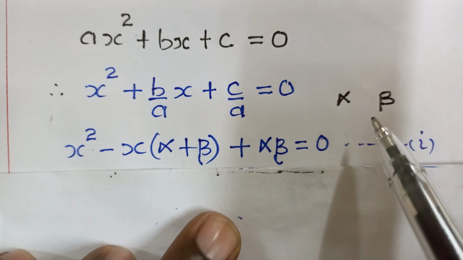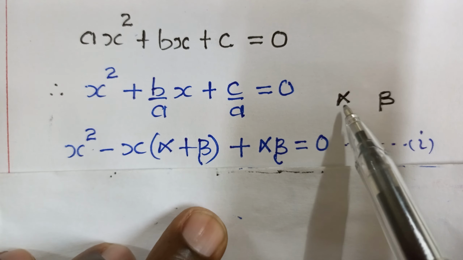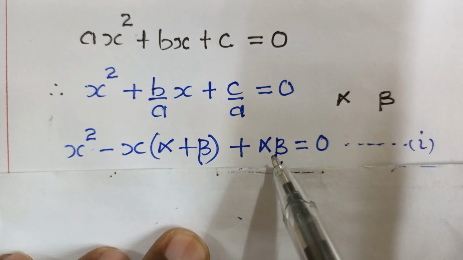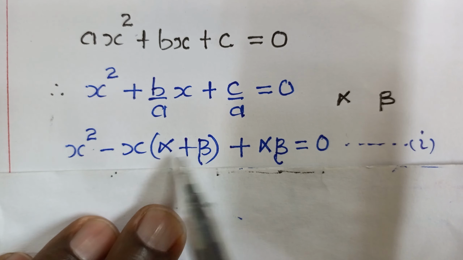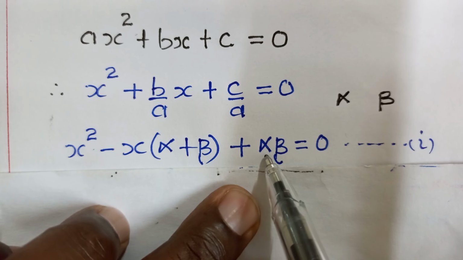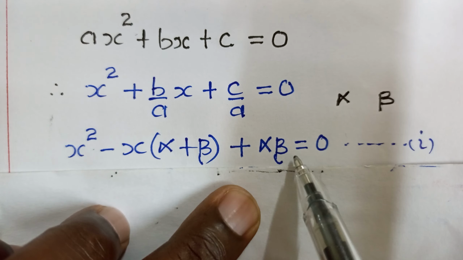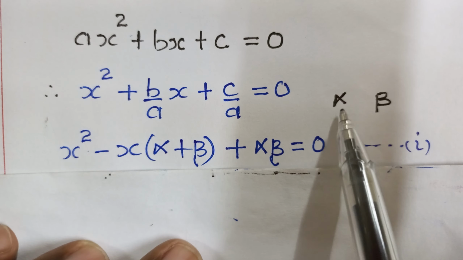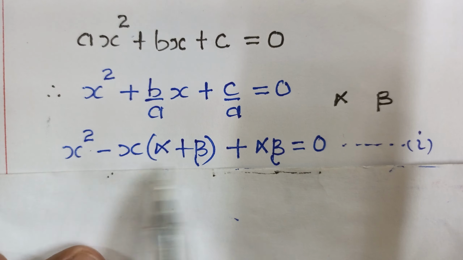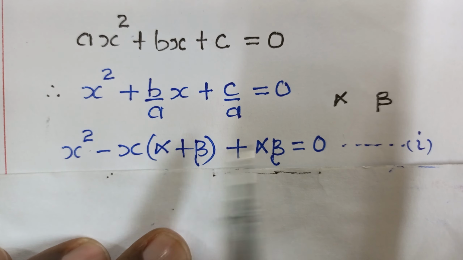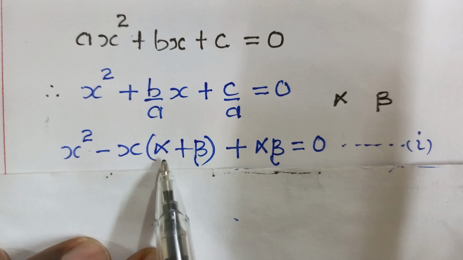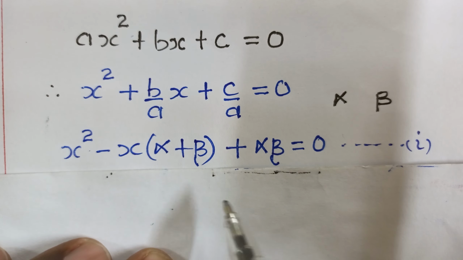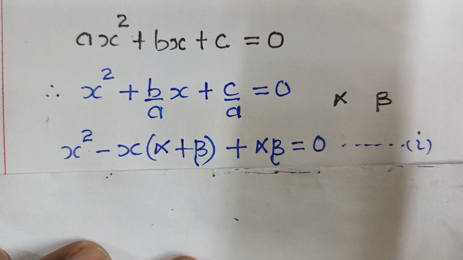Just as we usually say, what numbers, if we add, we get this, and if we multiply, we get this. So as you can see, we are adding alpha and beta, and if we multiply, we get that. So when we have two roots, alpha and beta, this is the equation that is formed, because we usually say numbers that you add or numbers you multiply. And so, we continue.